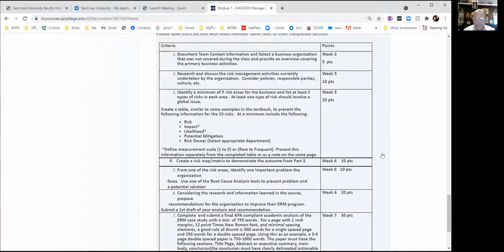So we're down to week 6, which would be the risk map and matrix. The matrix is just columns and rows. Then from the risk areas, identify one important problem, and that's the one I want you to go through in detail. Just one example.